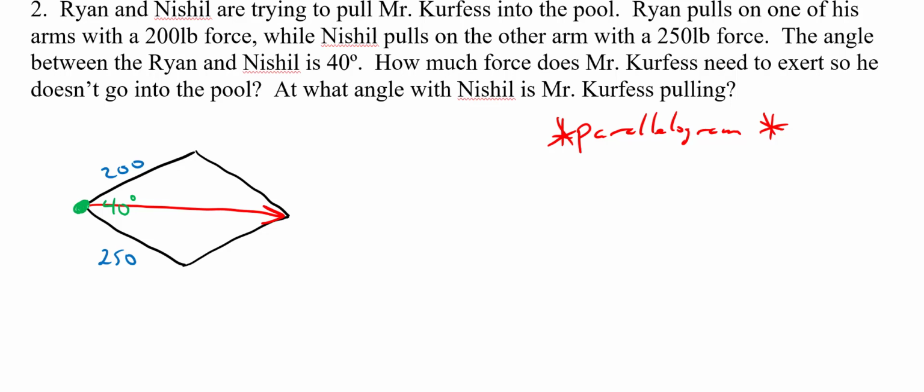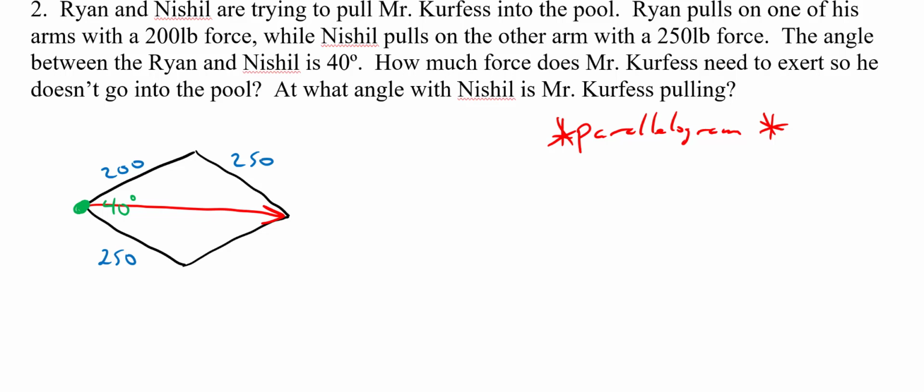Okay? So, you have to use your properties of parallelograms. It's really an easy problem. First of all, I need to find out how much force I'm exerting so I don't go in the pool. That's that red line. So think about that. That 250 right here is also this 250, right? Opposite sides of a parallelogram are congruent.